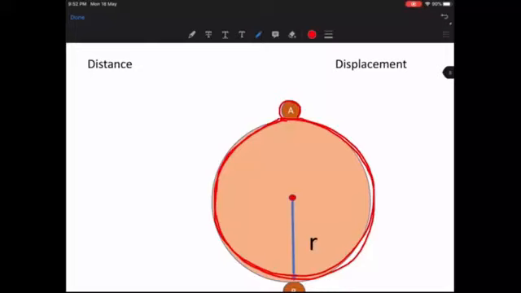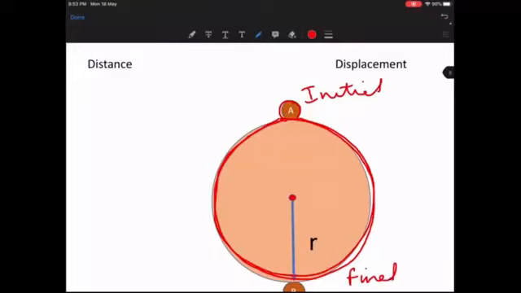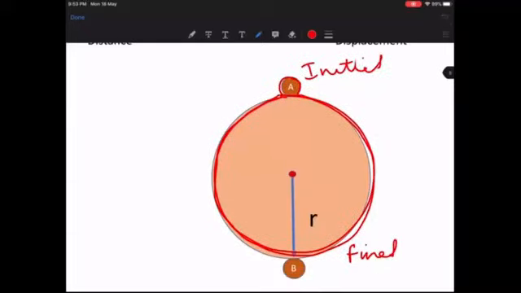Now you have to tell me what the distance and the displacement are. A is the initial point, and after taking 10 rounds the object stops here. So B is the final position. What is the circumference of the circle?